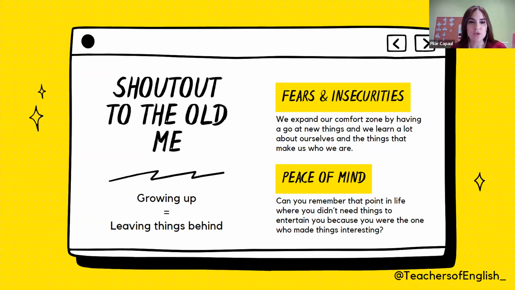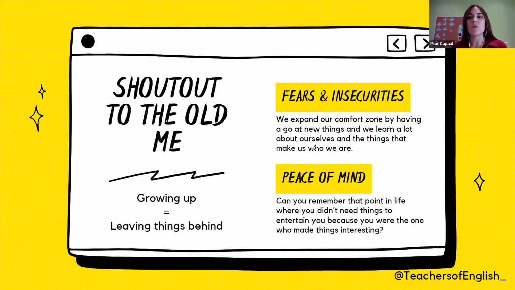Moving on, let's go to activity number 3. This one is called Shout Out to the Old Me, because in general, growing up has to do with leaving some things behind. In some cases, it's great because we leave behind some fears and insecurities we have. We give new things a try, so we expand our comfort zone, right?